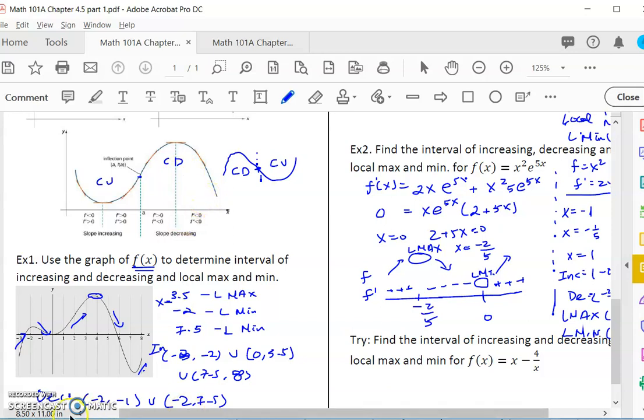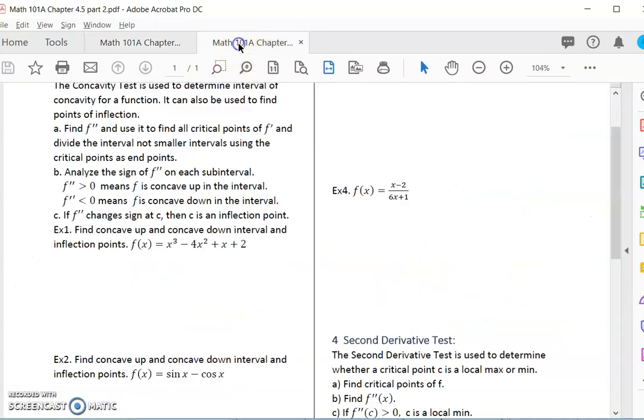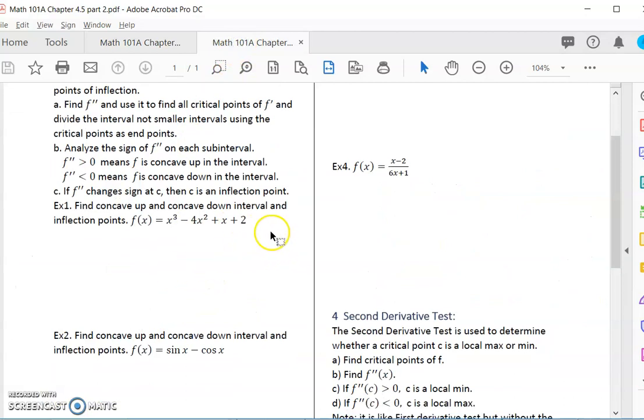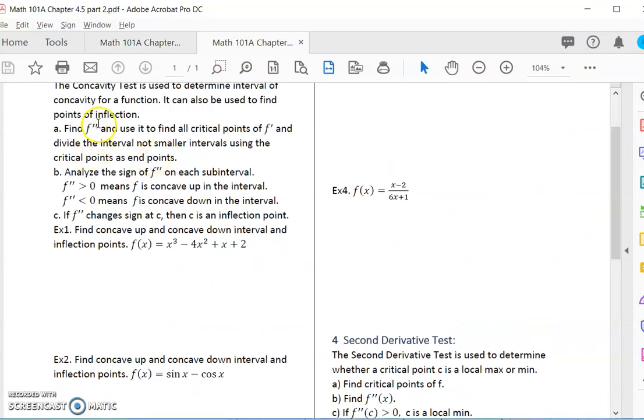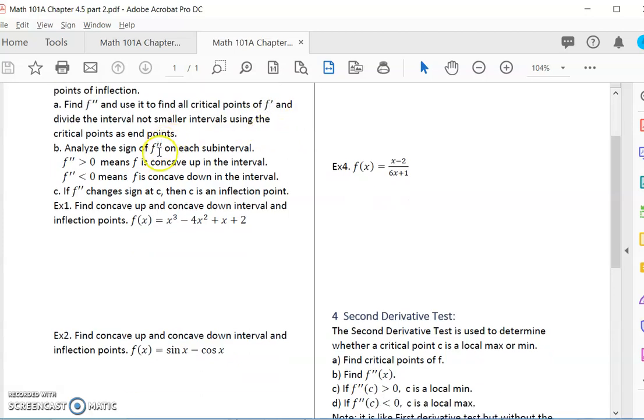So that's how you do the concavity test: you find f double prime and use it to find the critical points of f prime. So you're thinking, when is f prime positive and when is f prime negative? Analyze f prime on the subintervals, and if f double prime is positive, that means it's concave up, because positive means it is increasing.